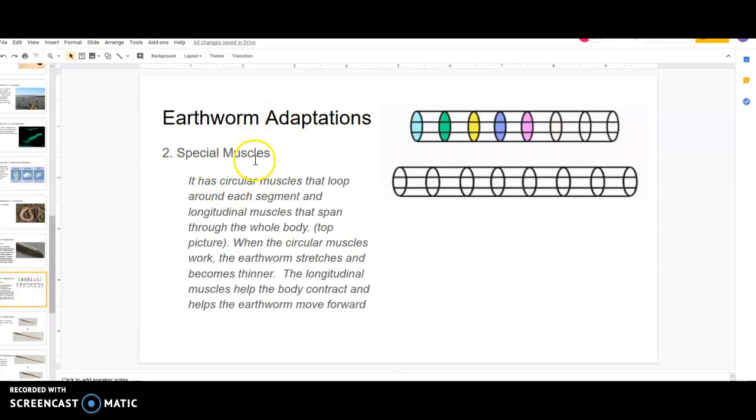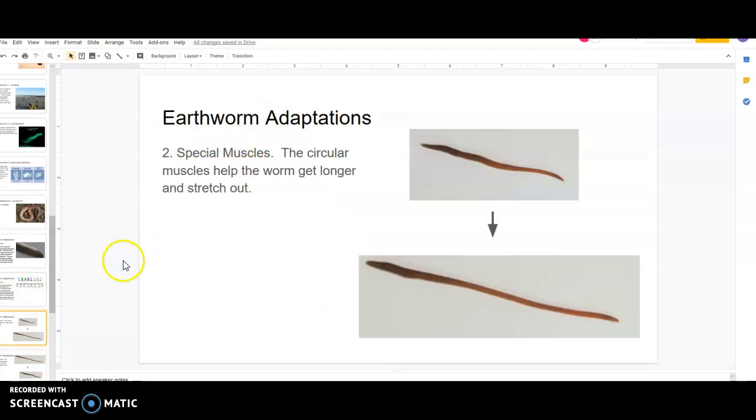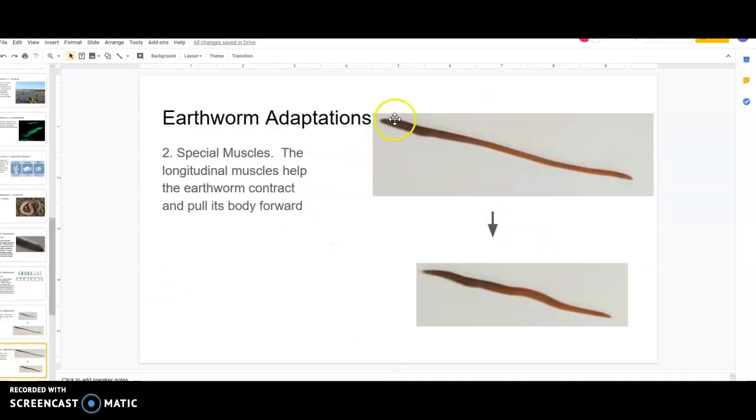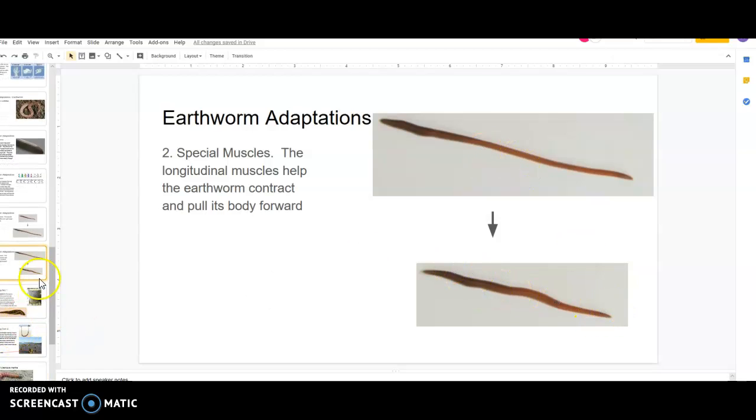And then it also has these special muscles that contract, and I actually took screenshots. You could see the circular muscles help it get longer, so as it contracts those, whoop, it gets longer. And then the front part would grip, and then the longitudinal muscles, which run this way, pull it forward, so it inches forward like an inchworm, right? And those were my 2 adaptations for earthworms, and then I started to look up some interesting facts.